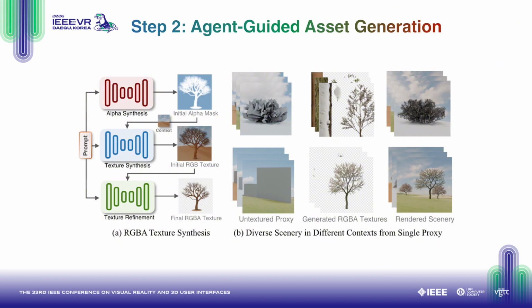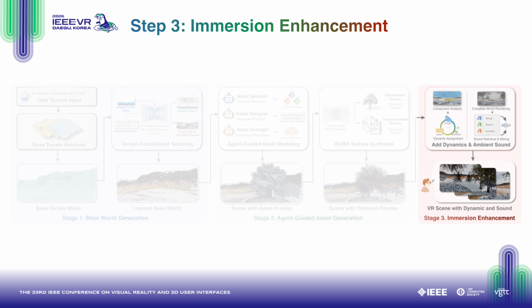To enhance immersion beyond static 3D visuals, we add an agent-guided multimodal enhancer for dynamic effects and ambient audio. It analyzes scene components and applies real-time shader animations for water, clouds, and rain using flow maps, noise-driven motion, and screen space effects. It also inspects the rendered panorama to retrieve matching natural soundtracks.